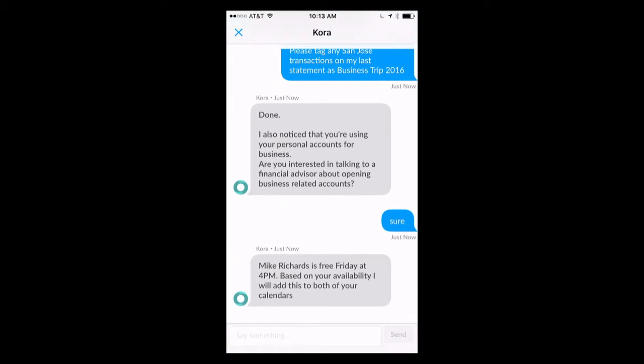Oh, and I see you're using your personal account for business. Would you like to talk to somebody about opening up a business account? And let's see, I think I'm to say sure. And the bot has the ability to, in multiple different backend systems simultaneously, find things like availability of the financial advisor and other people involved, as well as, by the way, it could also be looking at my calendar as well and say, oh, I found a matching time. And so say, do you want to meet with Mike? Yeah, sure, I do. And are you available? Now that actually, again, the bot could have been looking at my calendar, but yes, I'm available.